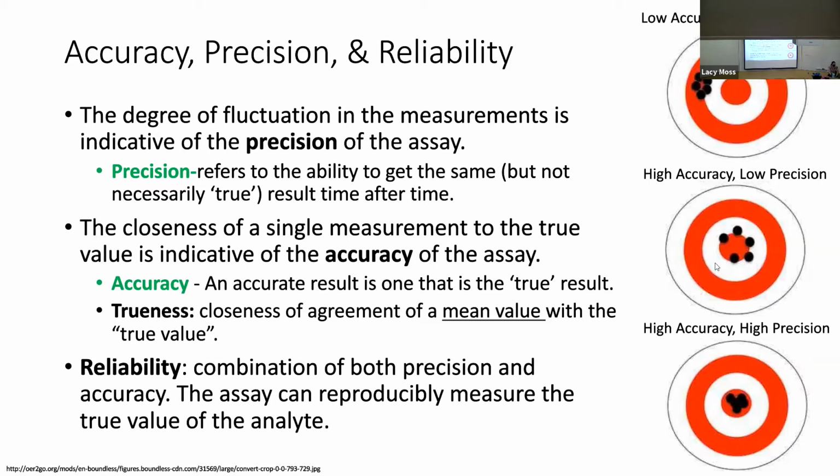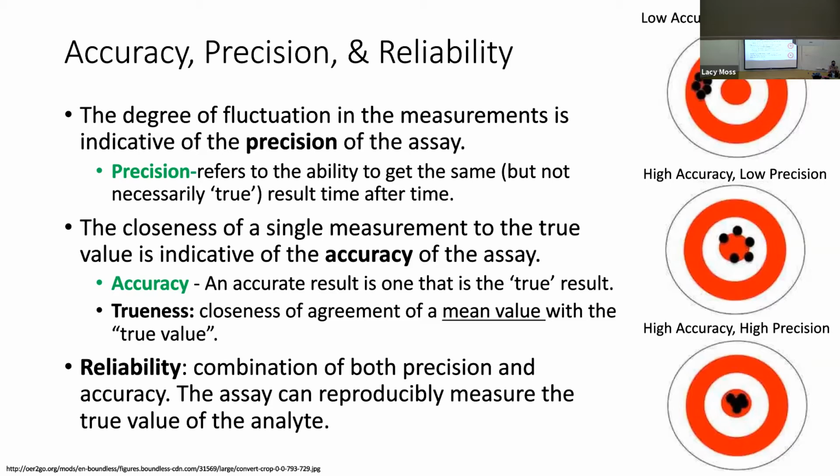So in this case, on this one, this is high accuracy. So they're close to the bullseye. They're not particularly clustered together very well, but they are close to the true value. And you're like, yay, we're getting the right value. So this is how close you are to the true value. And then reliability is the combination of precision and accuracy.